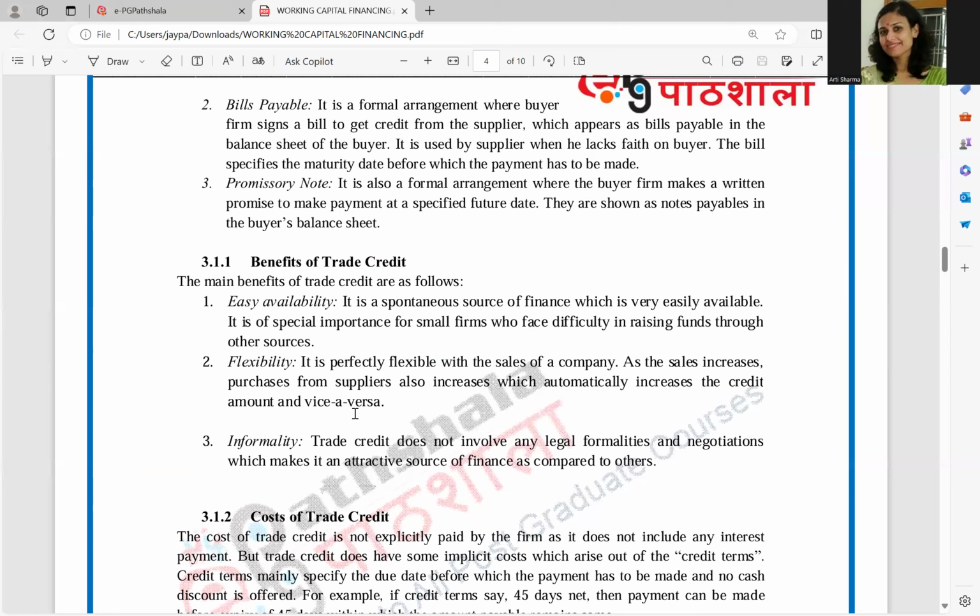And second is the flexibility. So it is perfectly flexible with the sales of a company. As the sales increases, purchase from the supplier also increases, which automatically increases the credit amount and vice versa. And thirdly, the informality. So since we know that especially the sundry creditors or the accounts payable where no written documentation is there, so these are some informal agreements or arrangements. Trade credits does not involve any legal formalities and negotiations, which makes it an attractive source of finance as compared to the other sources.